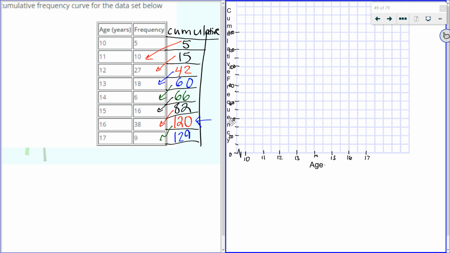So at 10, we are at 5 students. So that's, we know, halfway in between 0 and 10. Right there. And then we can just keep going. At 11, we are at 15. 12, we're at 42. I'm going to stop talking because the numbers I'm throwing out might be distracting.